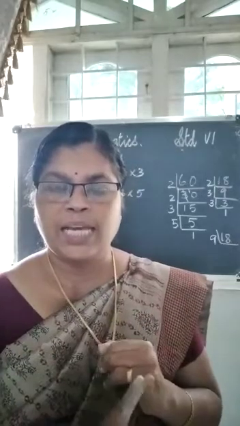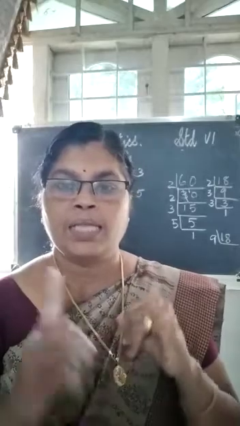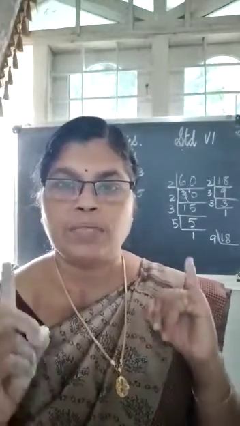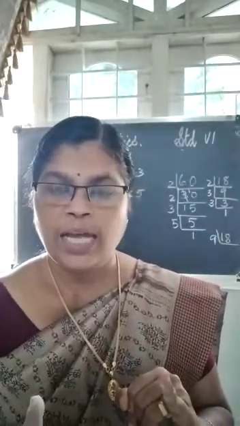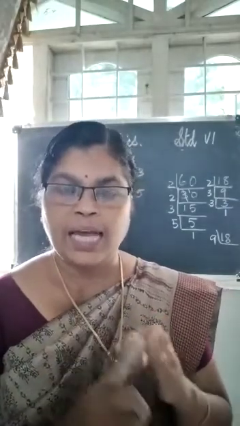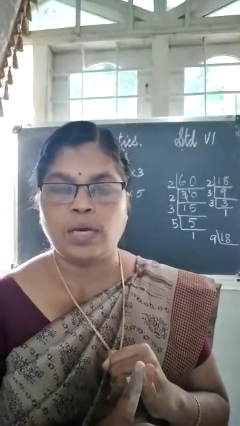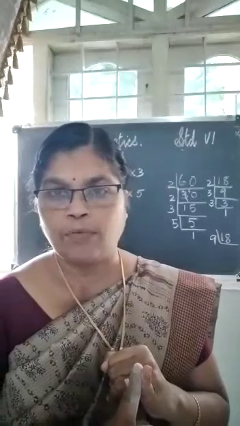So once again, in the prime factorization of a number, there exist only prime numbers as factors. Then every composite number can be written as the product of prime numbers. These points you should remember very carefully. Okay?